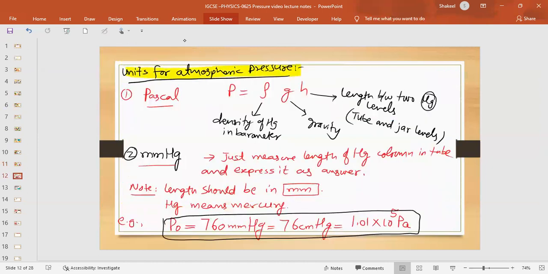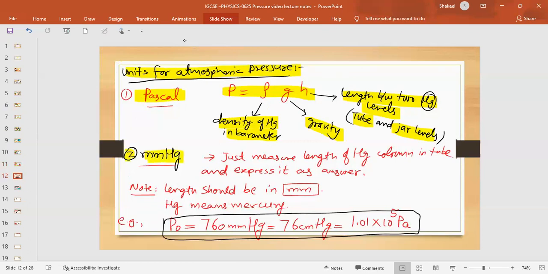The first unit for atmospheric pressure is Pascal, that is P equals rho g h. Rho is the density of mercury, g is gravity, and h is the length between the two mercury levels, the one in the tube and the one in the jar. So you can get your answer in Pascal.